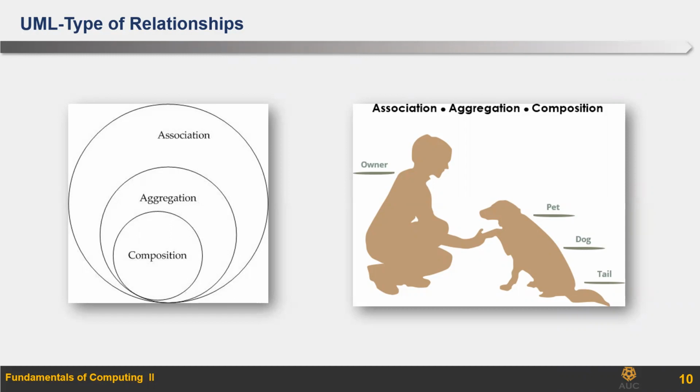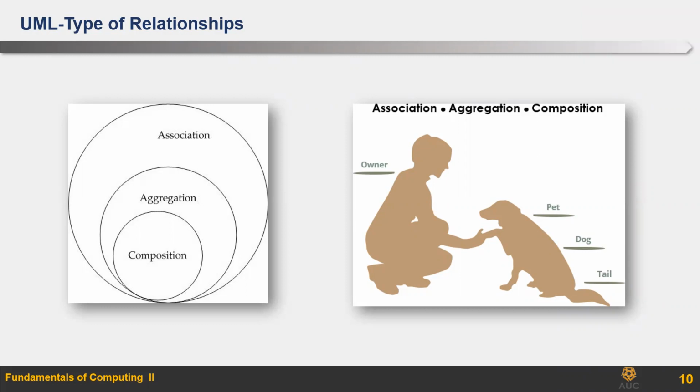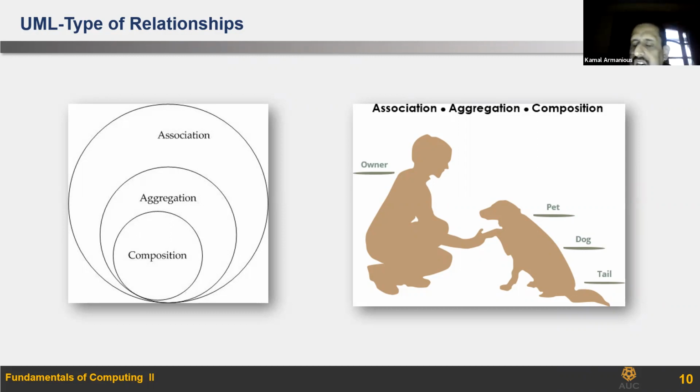The dog is composed of a tail and other parts. No, you mean the tail is composed. The dog is composed from tail and other parts. Yes. So the tail is part of the dog. Okay, what if the tail is cut from the dog? The dog will live or die?